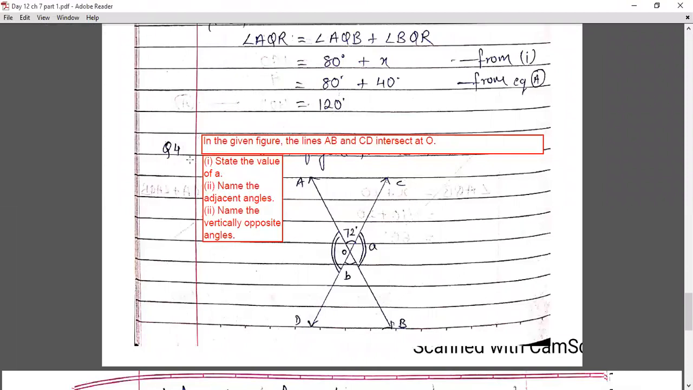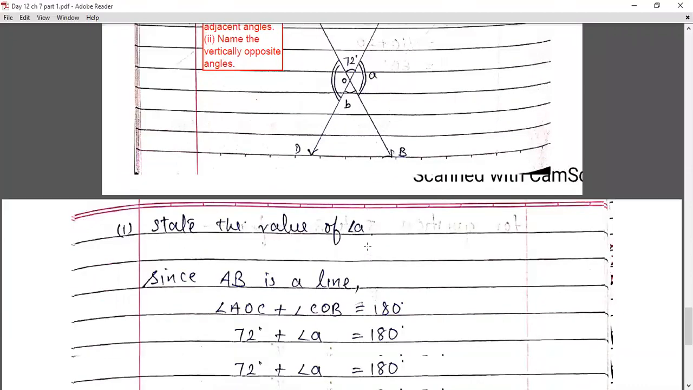Question number 4. In the given figure, the lines AB and CD intersect at O. State the value of angle A. What will be angle A? You can see AOB is a line, it is given. So the angles above AOB, or towards the right side of AOB, the sum of those 2 angles will be 180 degrees as they form a linear pair. So 72 plus A will give you 180 degrees.